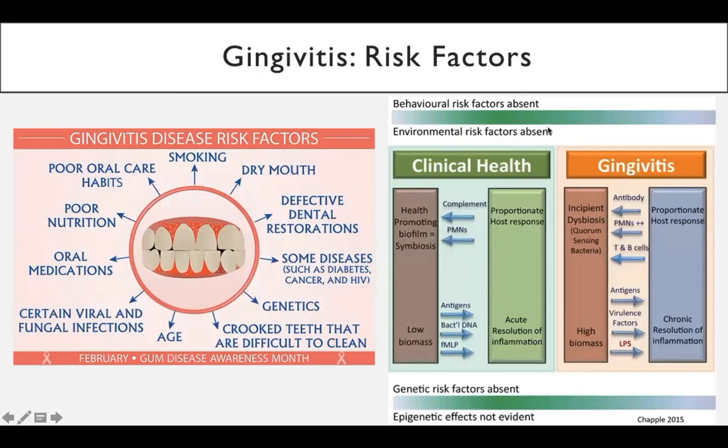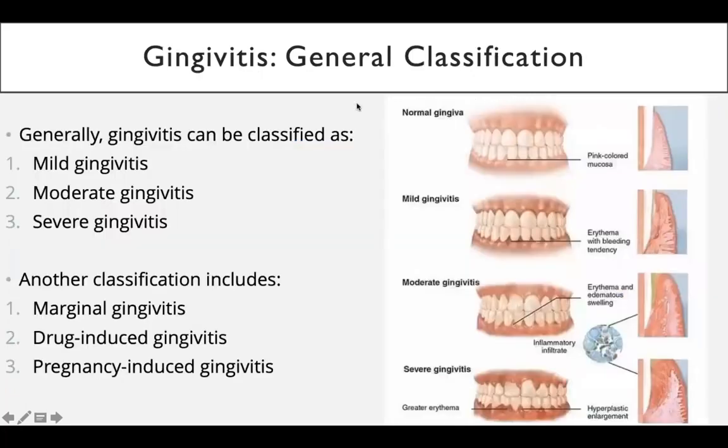So these were behavioral risk factors, and these were also some associated risk factors. Then we classified gingivitis generally, and there was another classification which was associated with some disease. Generally, it was classified as mild, moderate, and severe.